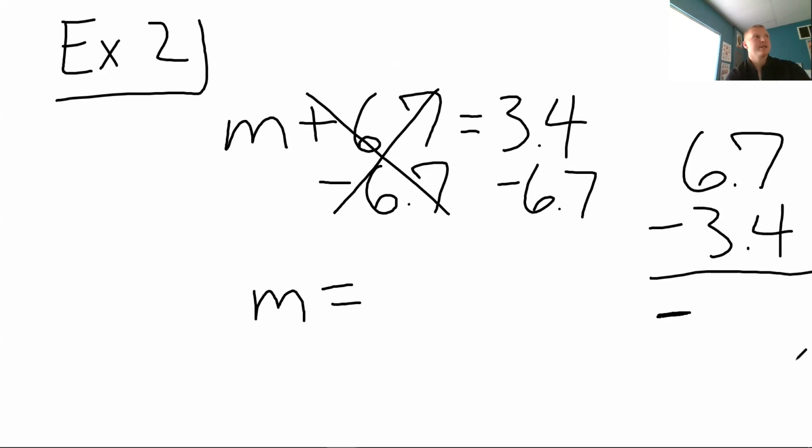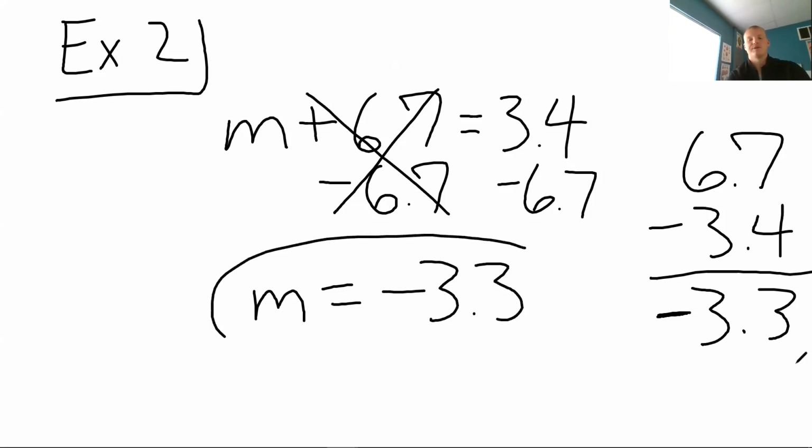And when you guys are doing these, I'm okay with checking yourself with a calculator, but make sure you do it first by hand and then check yourself with the calculator. So 6.7 minus 3.4, so 7 minus 4 is going to be 3. Add my decimal, and then 6 minus 3 is 3. So I have negative 3.3 equals m. Okay, so that's example 2.